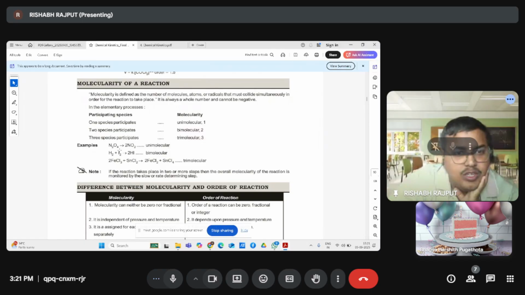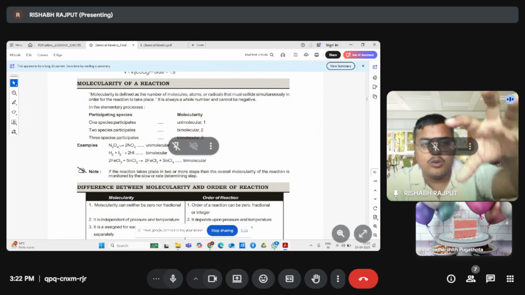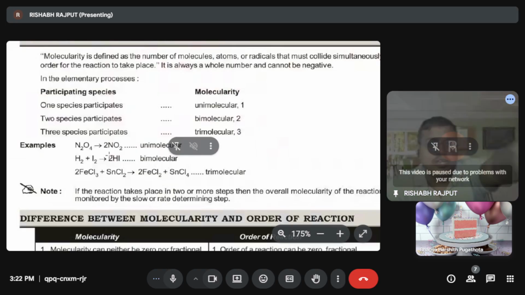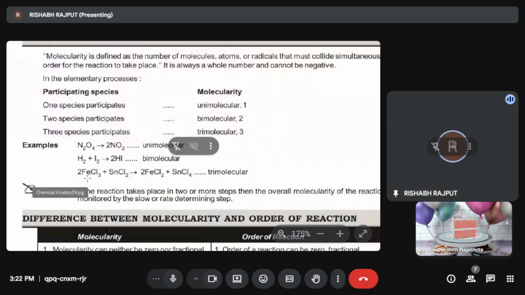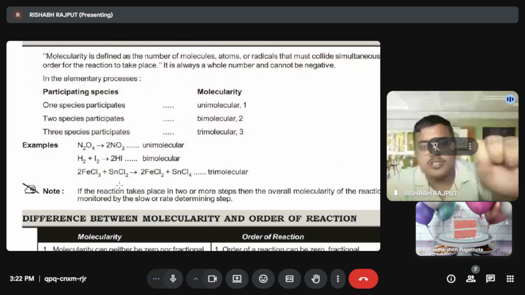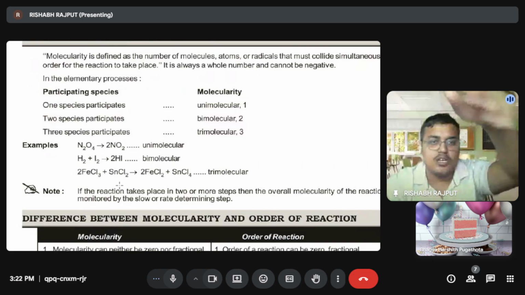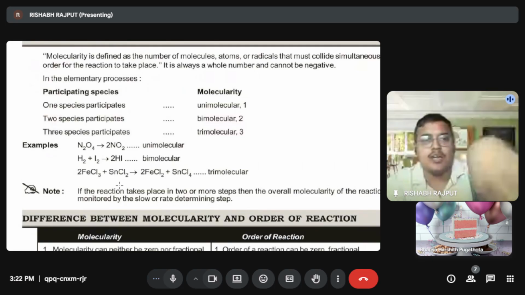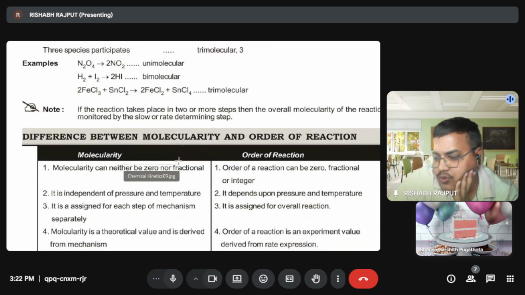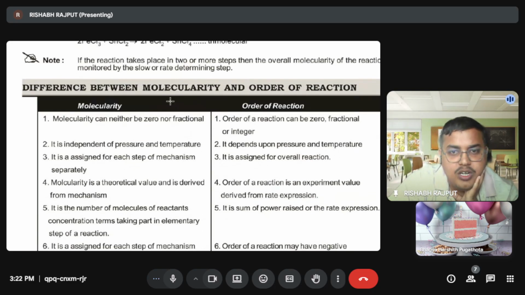You can see here two molecules, H2 and iodine. They will collide in one container to make HI. That is bimolecular. You can see also this one: two FeCl3 and one SnCl2 are there. They will collide in one container together at one single time. That is why it is trimolecular. And if you want the comparison between molecularity and order of the reaction, you can see here.